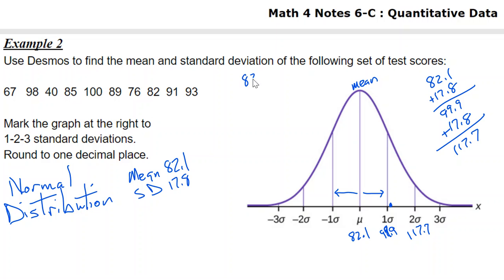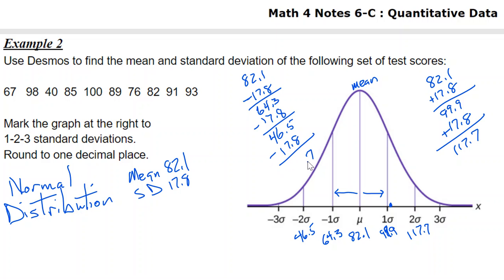Now, when I start going the other way, I'm going to get 64.3. I'm going to get 46.5. I still have a 40 in my scores, so I'm going to take it all the way down to 3 standard deviations. That's going to be 28.7. Now I had a 40 that probably was right about there. And then my next highest score was 67, which would have been up here inside of this region.